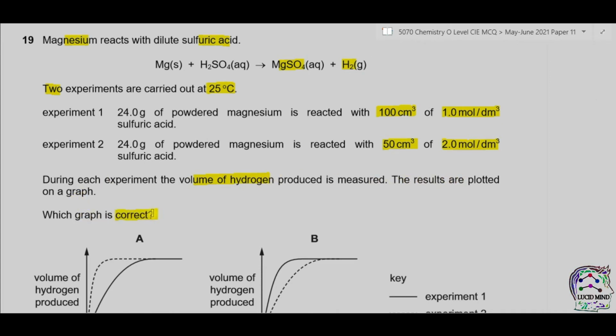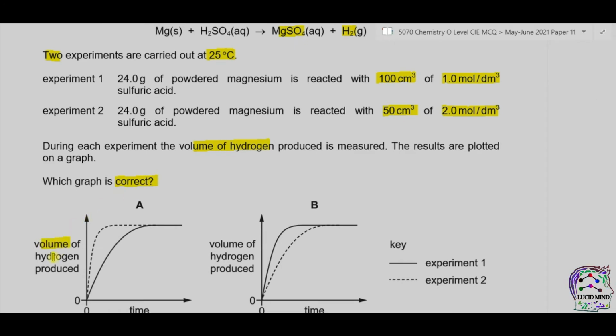Which graph is correct? We can see we have volume of hydrogen on the y-axis and time on the x-axis, and the graph shows the reaction rate. This is experiment 1, which shows a straight line, and experiment 2 is shown by a dotted line. As in the equation, 1 mole of magnesium interacts with 1 mole of sulfuric acid to form 1 mole of magnesium sulfate and 1 mole of hydrogen gas. As in both experiments the mass of magnesium is the same, the number of moles of magnesium is the same in both experiment 1 and experiment 2.